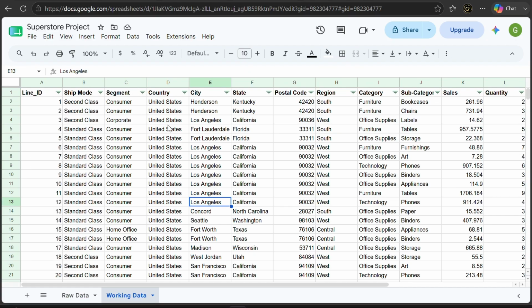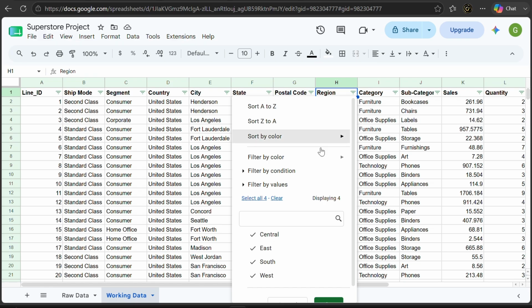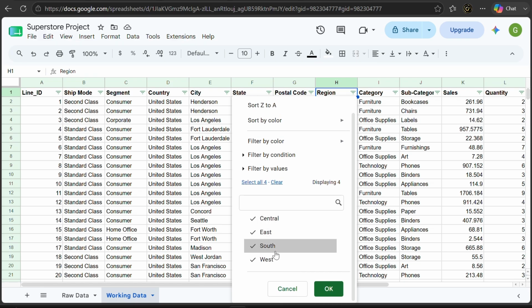Next, we are going to go to the region. The region we have central, east, south, and west. These are the only four values that you would actually find here.